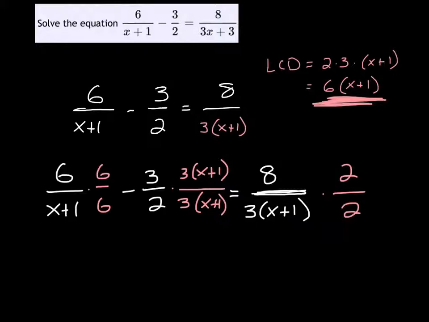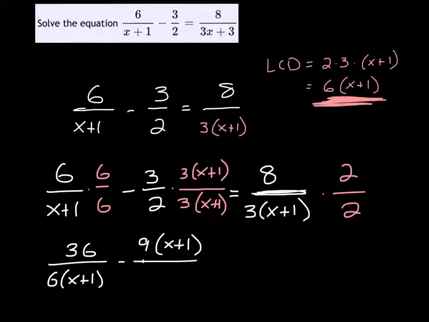All right, so cleaning things up, then what we get here in this first fraction is 36 over 6(x plus 1). This next one we're going to get is 9 times x plus 1 over 6(x plus 1). And finally, we'll get 16 over 6(x plus 1).